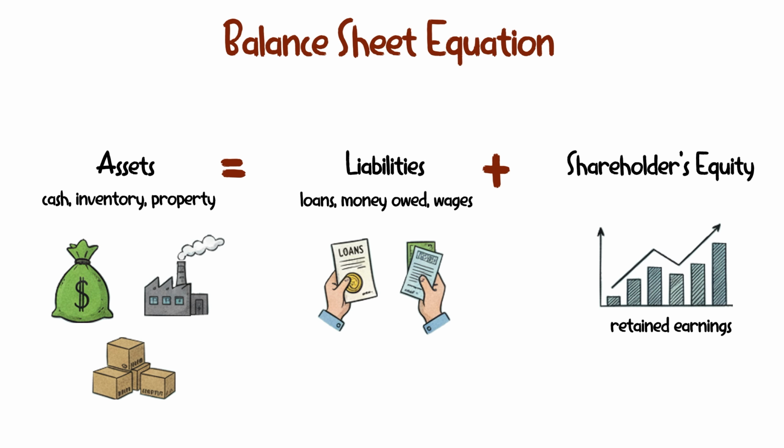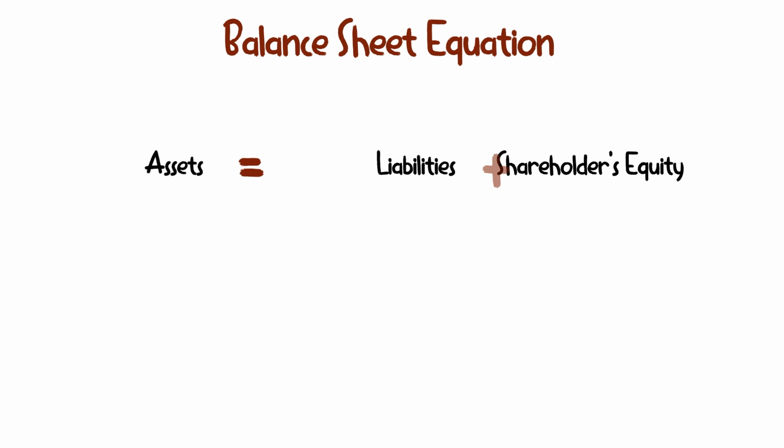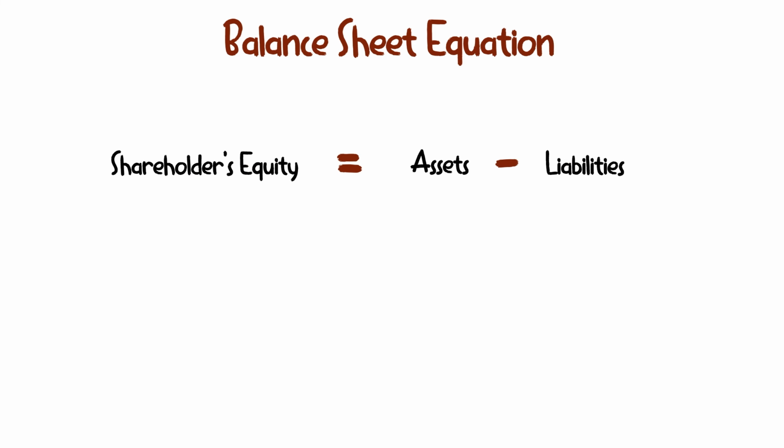To complete the final and most important section for investors, shareholders' equity, we must apply the foundational rule of accounting we saw earlier, the balance sheet equation. This equation ensures that a company's resources are always equal to the claims against those resources. Assets is equal to liabilities plus shareholders' equity. To find the actual value that belongs to the owners, the shareholders, we simply rearrange the equation to isolate shareholders' equity. Shareholders' equity is equal to total assets minus total liabilities.